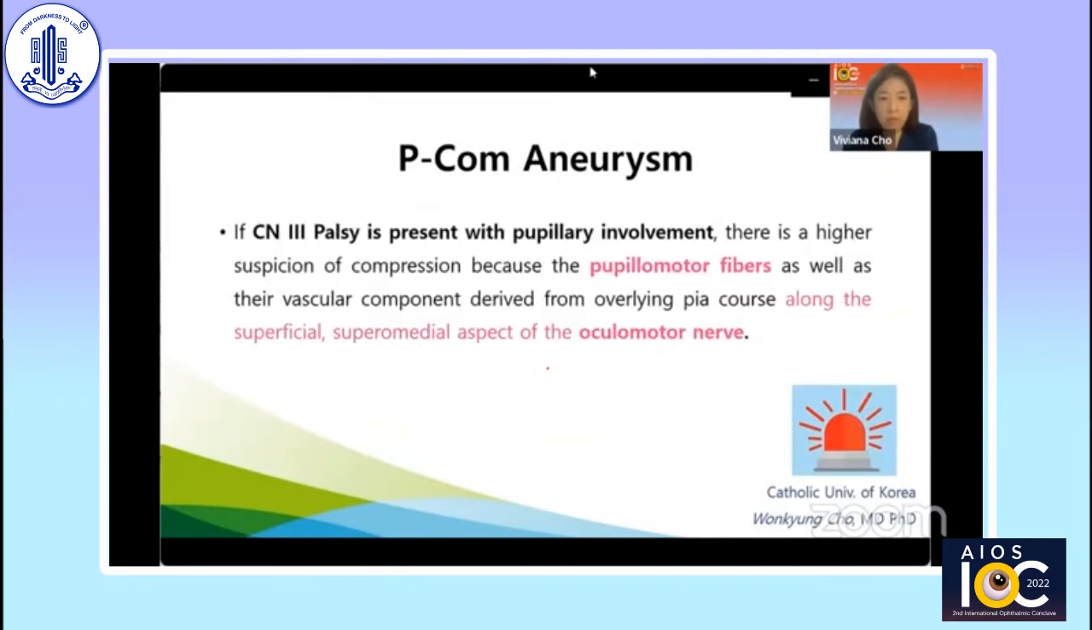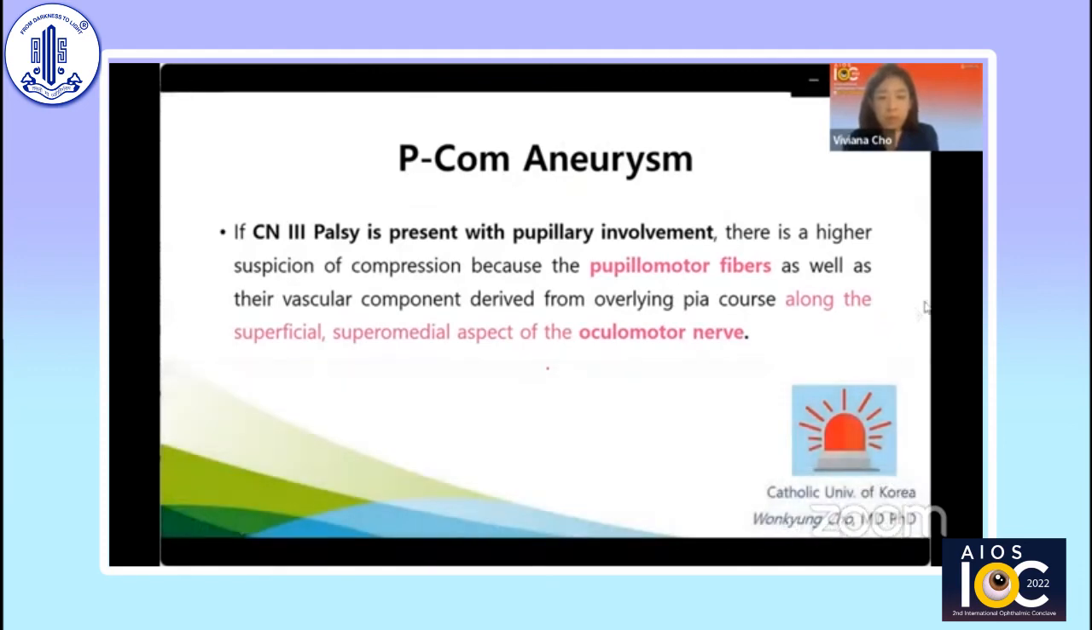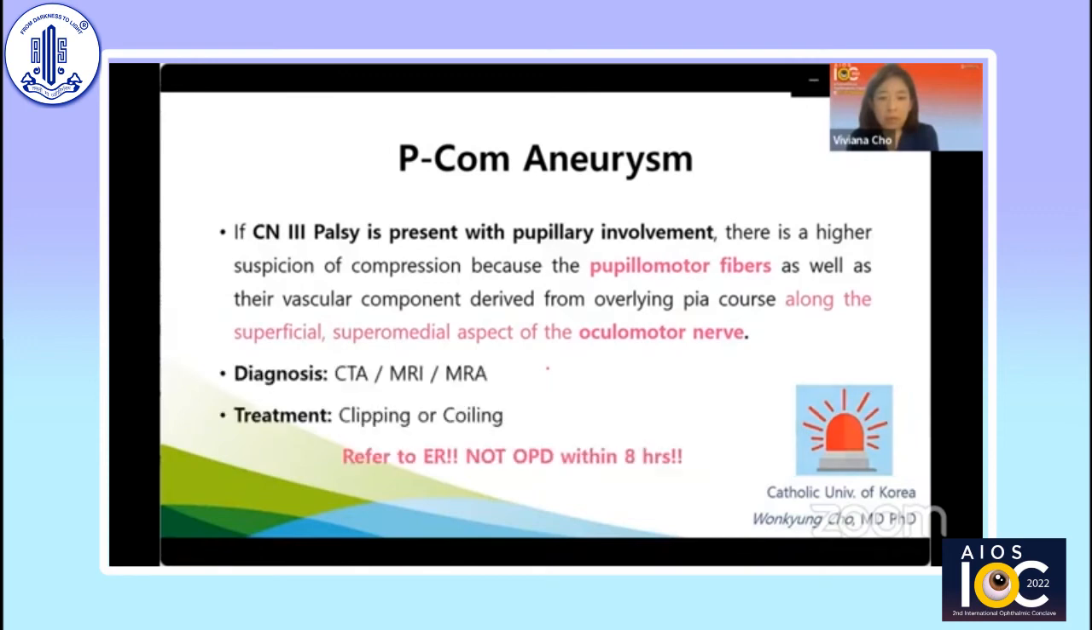If third nerve palsy is present with pupillary involvement, there is a higher suspicion of compression because the pupillomotor fibers, as well as their vascular component derived from the overlying pia, course along the superficial superior aspect of the oculomotor nerve. If you see this droopy eyelid patient with pupil involvement, send the patient to the ER within 8 hours. That's very important.